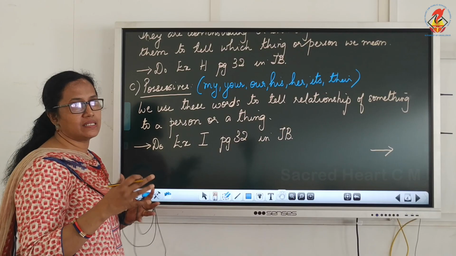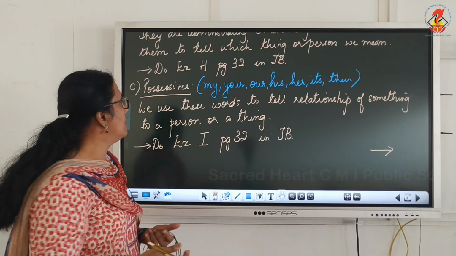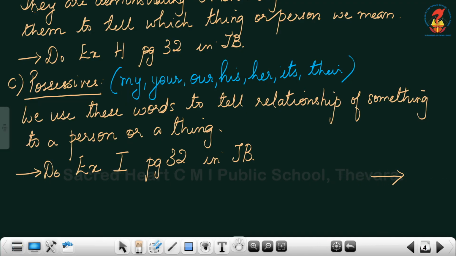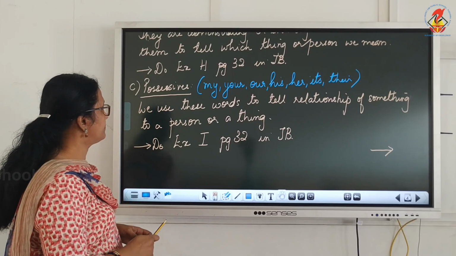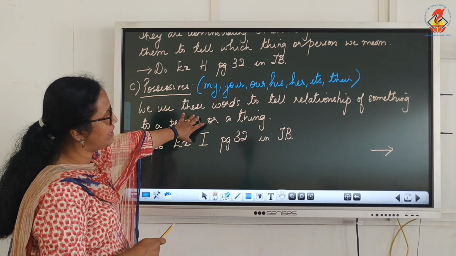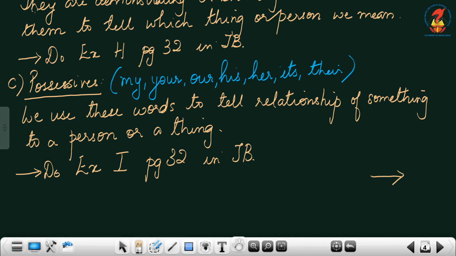Then next we are coming to possessives. As the word suggests, they belong to someone. So which are the words that come under possessive determiners? Mine, not mine, my, your, our, his, her, its and their. When do we use these? We use these words to tell the relation of something to a person or to a thing. After that I want you to do exercise I, on page 32 in your textbook itself.